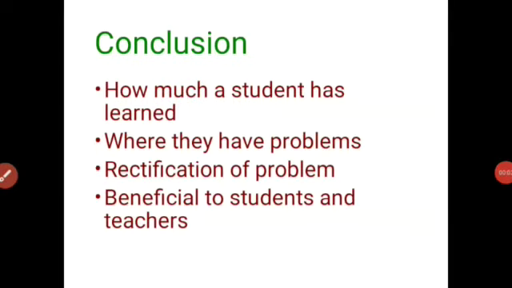Teaching is not only to teach, but to know how much a student has learned and where they have problems. A well-prepared achievement test can be used in the identification and rectification of problems of students. Hence, we can say that an achievement test is beneficial to students as well as teachers. So, special care should be taken while preparing an achievement test.